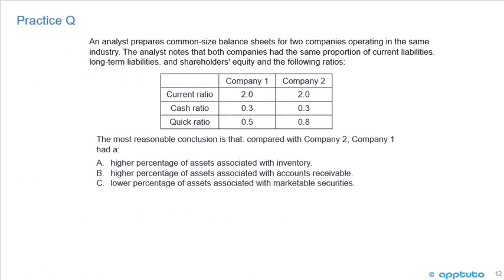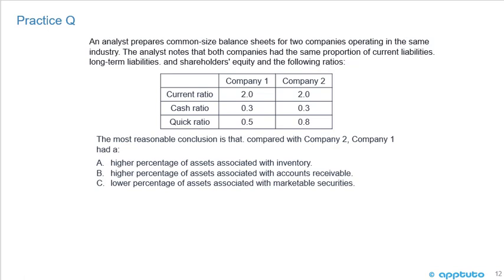Another practice question to help consolidate our understanding. An analyst prepares common size balance sheets for 2 companies operating in the same industry. The analyst notes that both companies had the same proportion of current liabilities, long-term liabilities, and shareholders' equity, and the following ratios. Company 1, current ratio 2. Company 2, current ratio is also 2. Cash ratio for Company 1 and 2 are both 0.3. But the quick ratio, however, for Company 1 is 0.5 and Company 2 is 0.8.